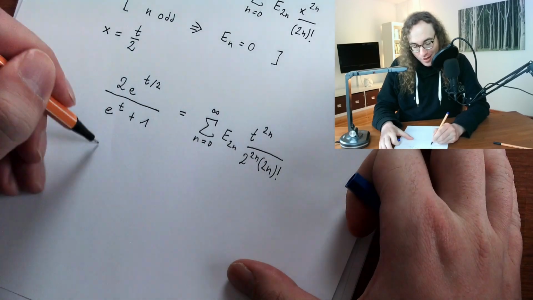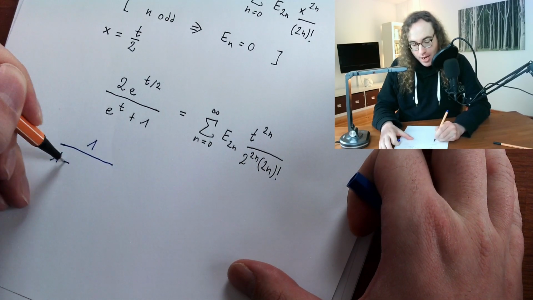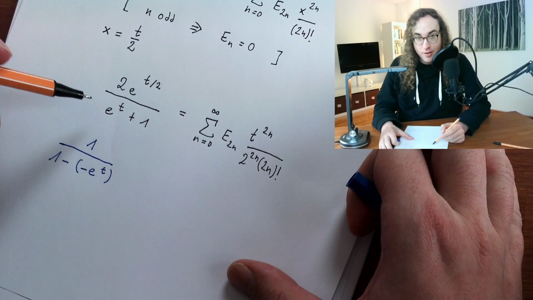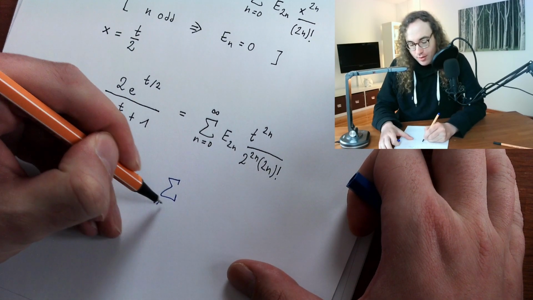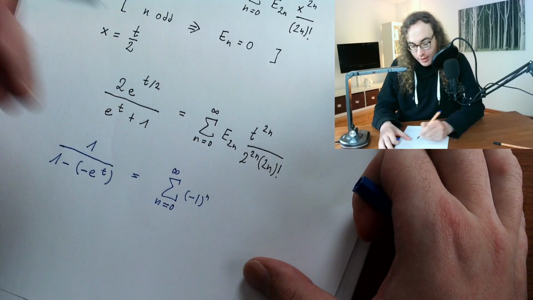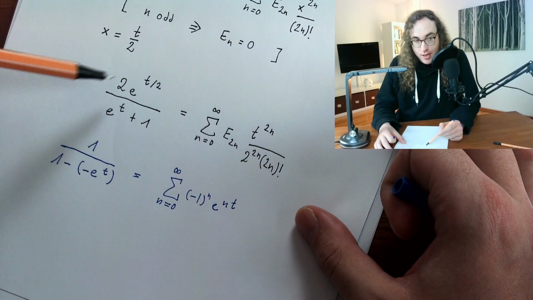So I could rewrite this denominator as 1 divided by 1 minus e to the t. So minus is plus, so this is exactly the same denominator as here. But this is a geometric series. So this is the sum from 0 to infinity of (-1)^n e^(nt). Okay, I'll just plug this in.